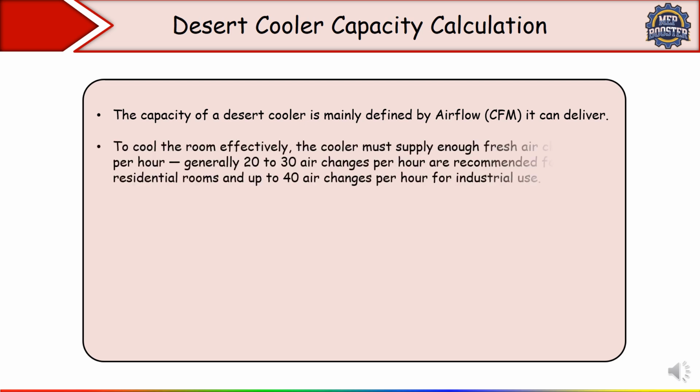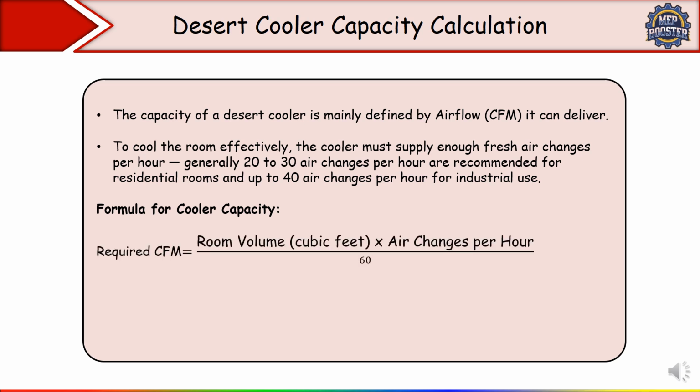So to cool the room effectively, the cooler must supply enough fresh air changes per hour. Generally, 20 to 30 air changes per hour are recommended for residential room and up to 40 air changes per hour for industrial use. Got it? So here I will show you the formula for cooler capacity. To find out the cooler capacity, what formula we need to see.